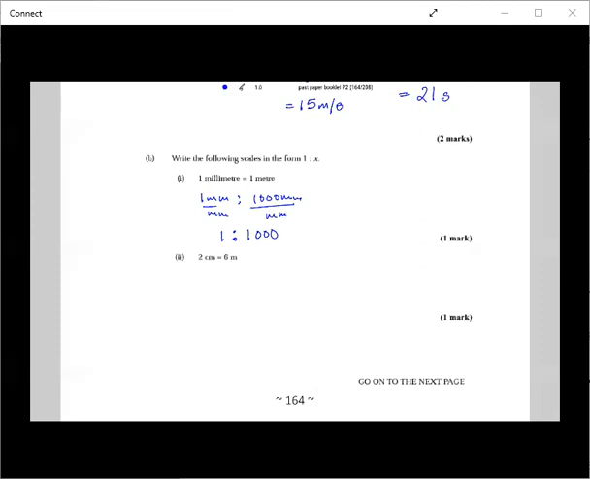2 centimeters to 6 meters. What we have to remember here is that it is 100 centimeters that make a meter. So this is going to be 2 centimeters to 600 centimeters. Divide both sides by 2 centimeters. So this is 1 to 300. All right, continuing.